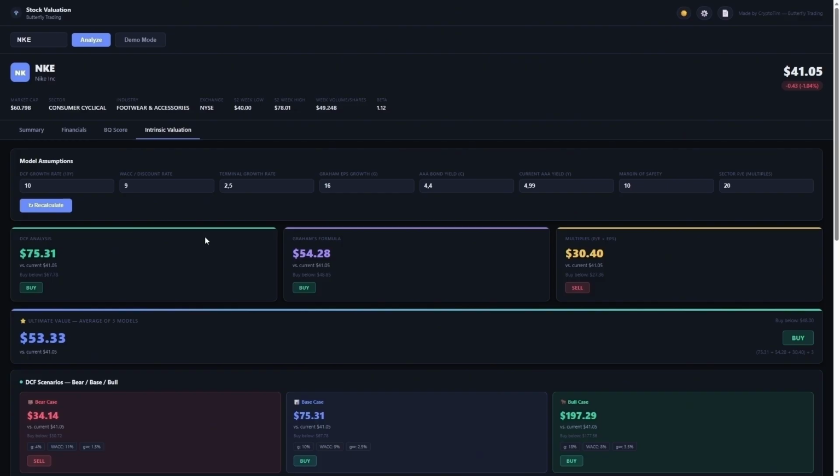this valuation tab is where the tool calculates what the stock should actually be worth based on different methods. There are 3 completely different methods, each based on a different logic, averaged into one final estimate right here. So first of all we have the DCF, which is the discounted cash flow. This is the gold standard. It projects free cash flow 10 years forward, then adds a terminal value, and discounts everything back to today's money using a cost of capital rate.